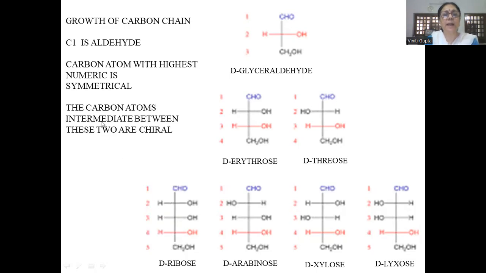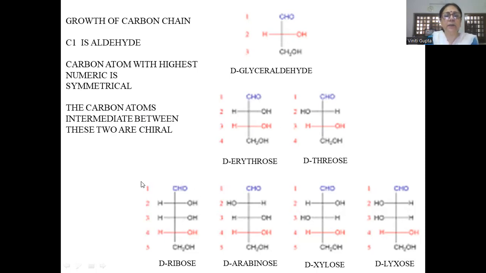Now, carbon atoms in between the one aldehyde and the highest are all asymmetric. So carbon atom 1 is not chiral. Carbon atom 4 is not chiral. Carbon atoms 2 and 3 are chiral. Here only carbon atom 2 is chiral.